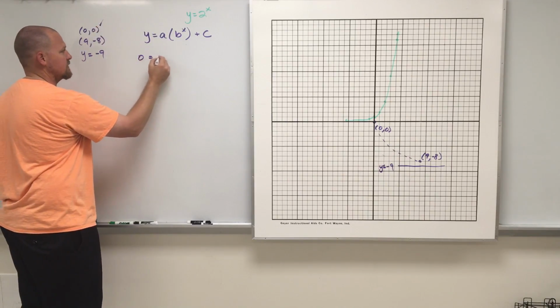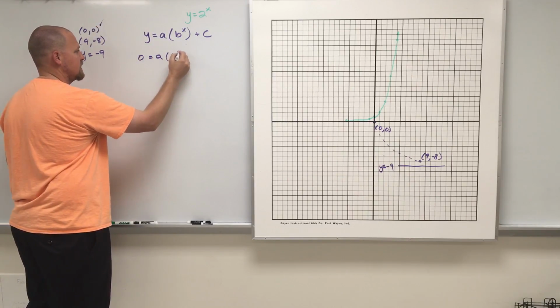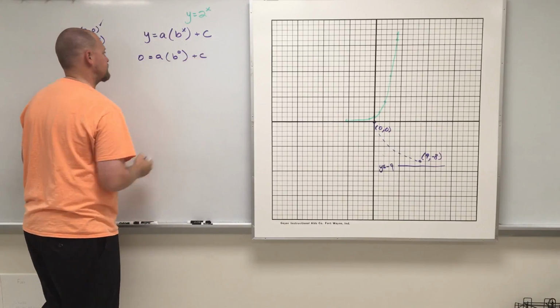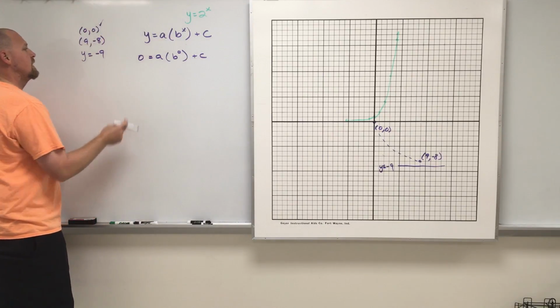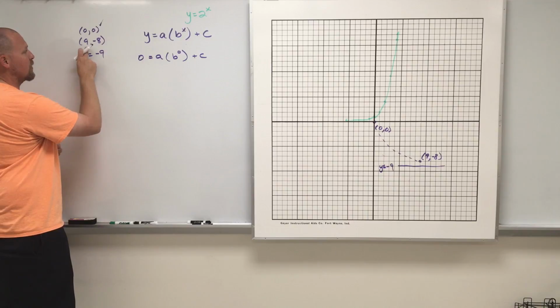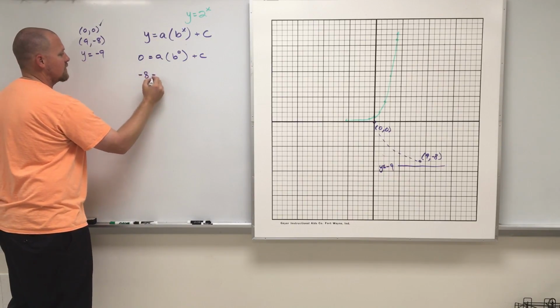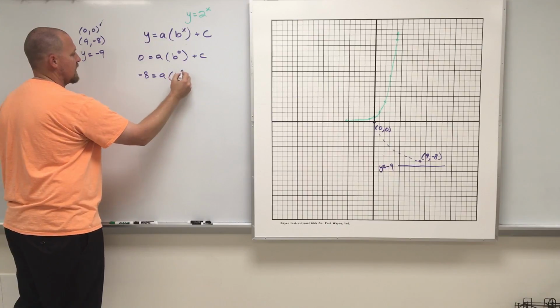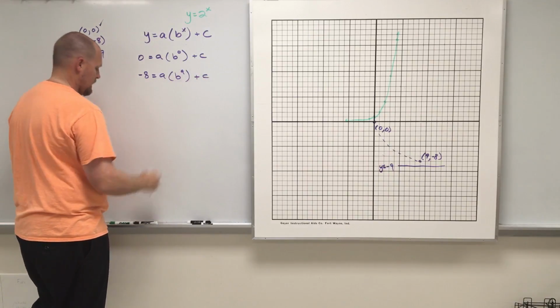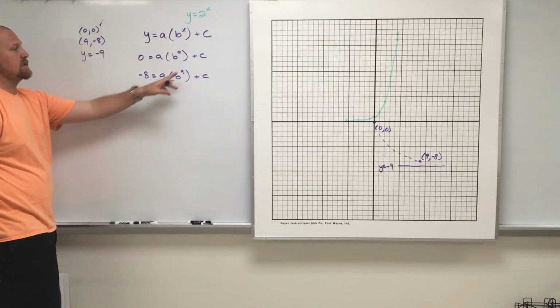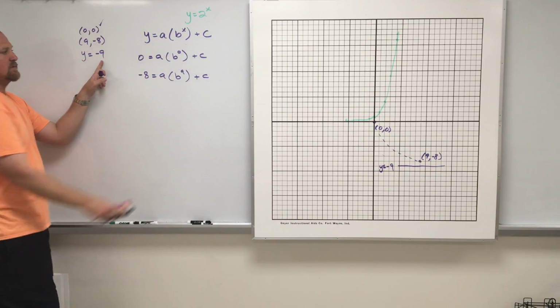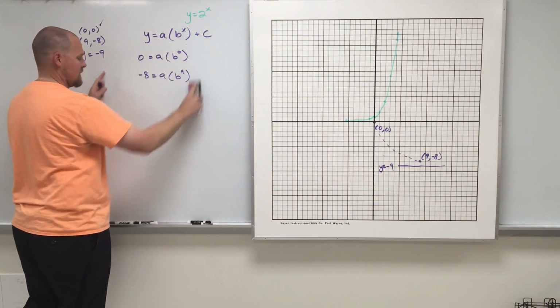So I'm going to take this first point, (0, 0). I have 0 equals a times b to the 0 power plus c. And then I have another equation, (9, -8): -8 equals a times b to the 9th power plus c. Now I just said that we need to make c the horizontal asymptote, so this c becomes -9.